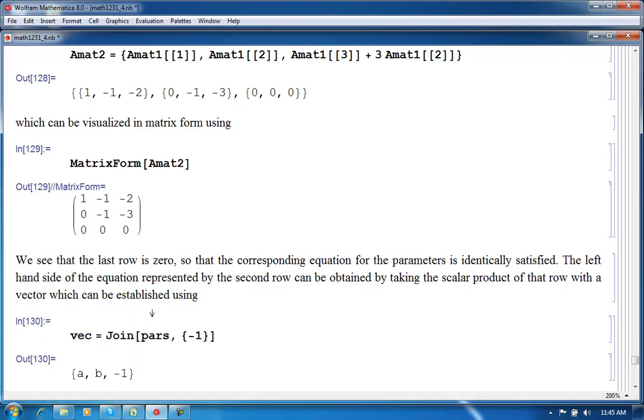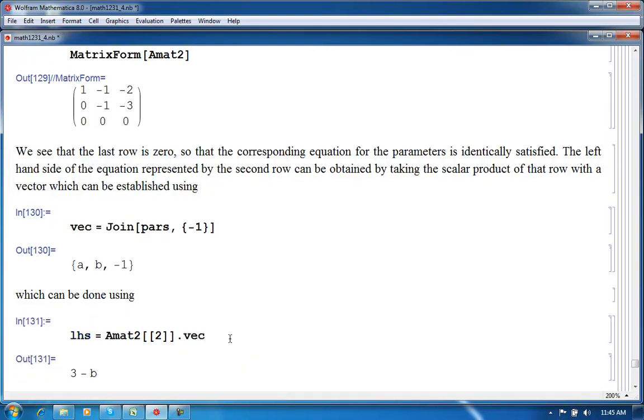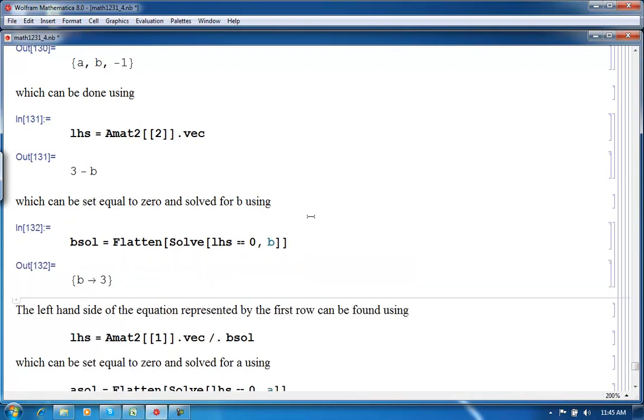defining this vector here, which consists of the 2 variables or the 2 parameters and -1. And then if we take the scalar product of the second row with this vector, then that should give us the equation represented by the second row. And we can see that that's a very simple equation. It has the solution b equals 3, which we can check using this.